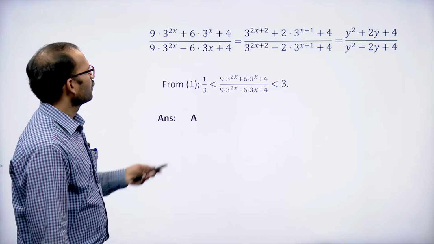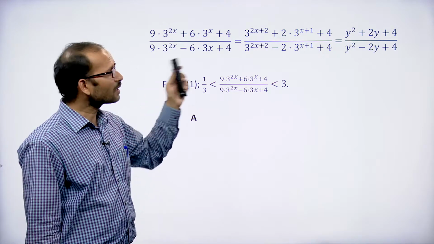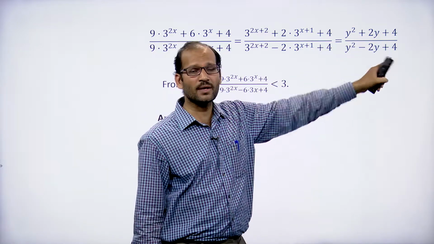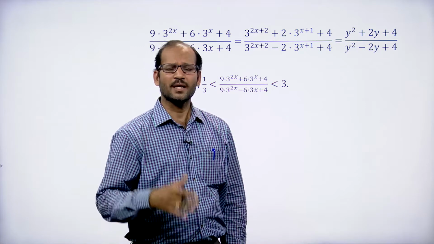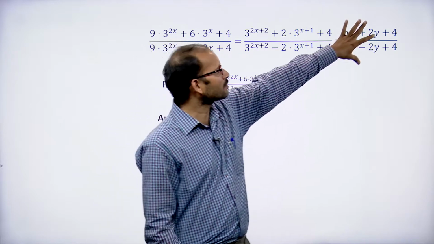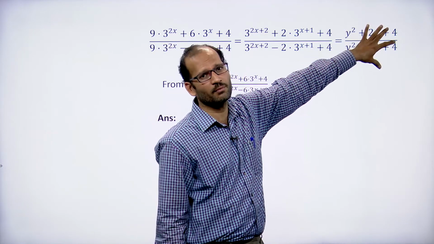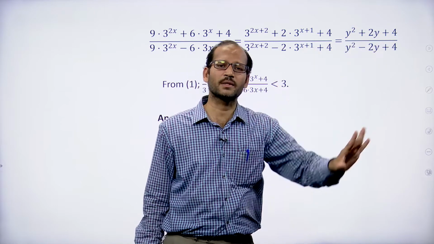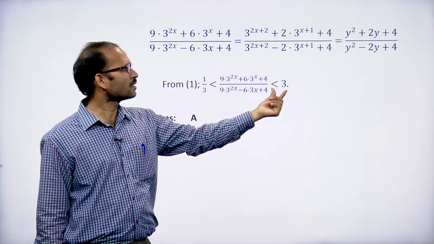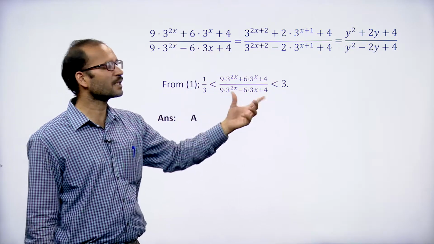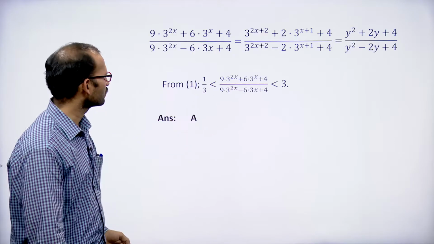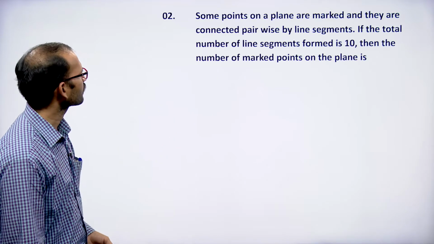Previously we know that (x square plus 2x plus 4) by (x square minus 2x plus 4) lies between 1 by 3 and 3. Even if it is x or y or z does not matter, the variable does not matter here, the expression matters. Any expression in this form lies between 1 by 3 and 3. So 1 by 3 less than this expression less than 3. So this expression lies between 3 and 1 by 3 for any real value of x. So A is the correct option, right.